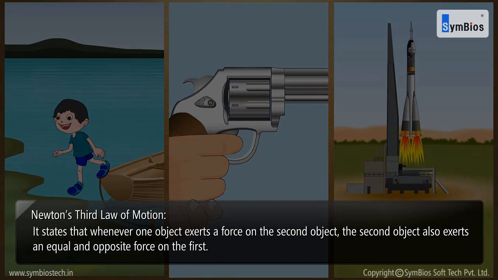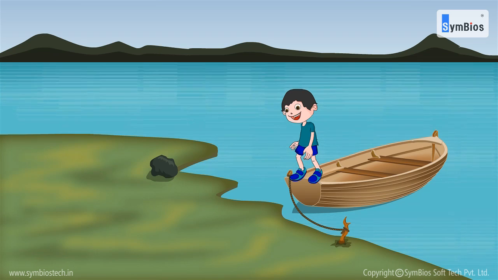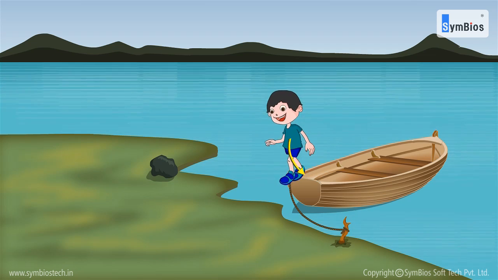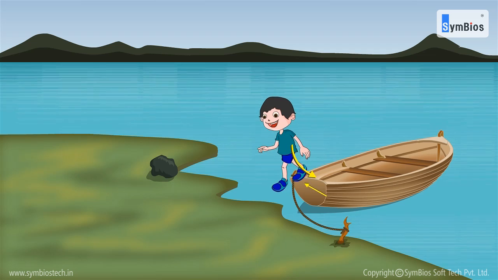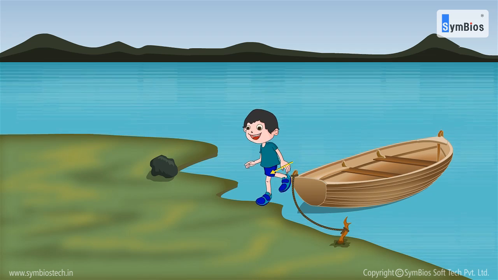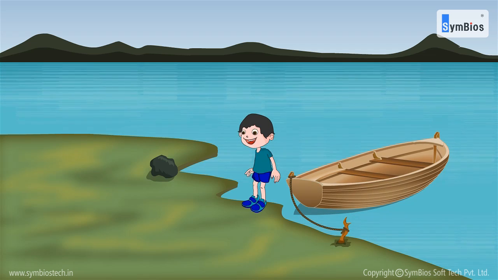It states that whenever one object exerts a force on a second object, the second also exerts an equal and opposite force on the first. Therefore, when a boy jumps out of the boat, pushing the boat in the backward direction, the boat exerts an equal and opposite force on the boy. This helps the boy move in the forward direction.